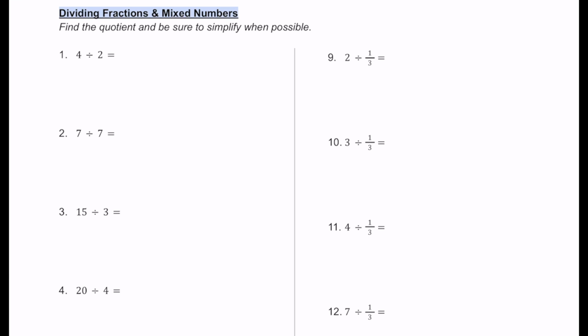Let's get started. For number 1, we have 4 divided by 2. Now keep in mind that 4 as a fraction is just 4 over 1, and then 2 as a fraction is 2 over 1. So this is going to be the same thing, but now we have a numerator and denominator for each. Okay, so that's always step 1.